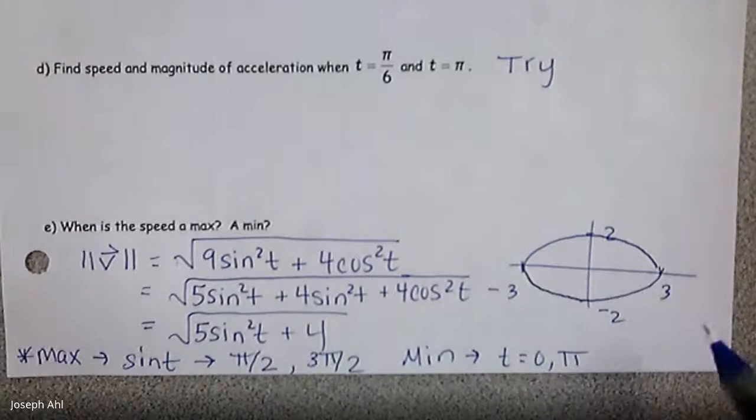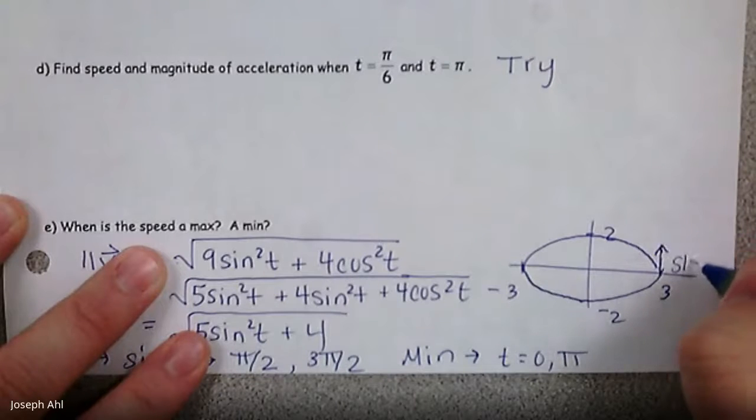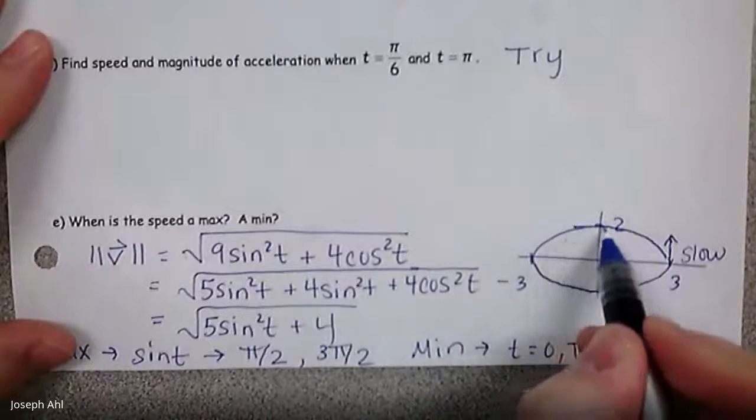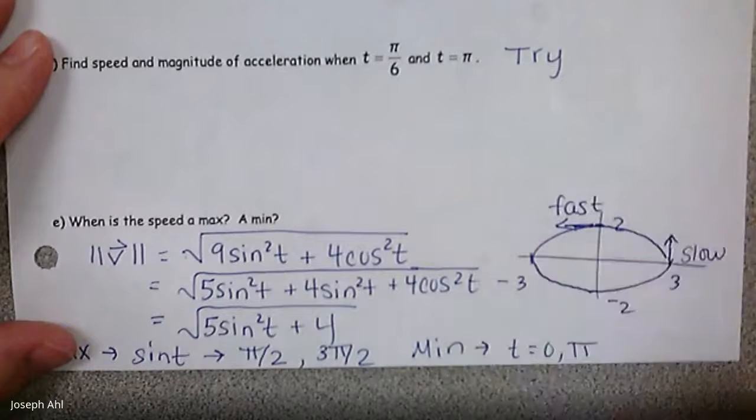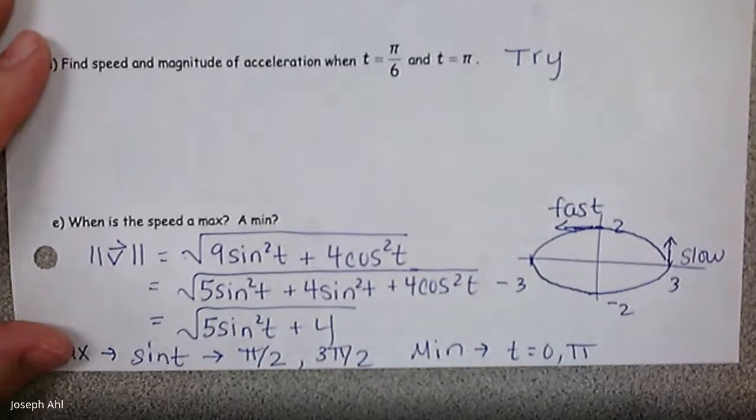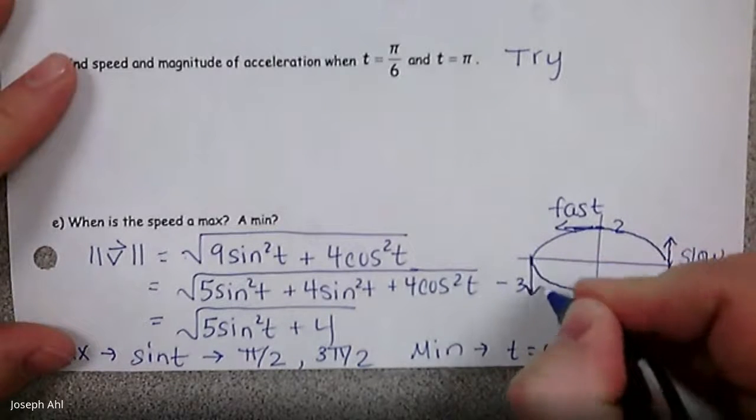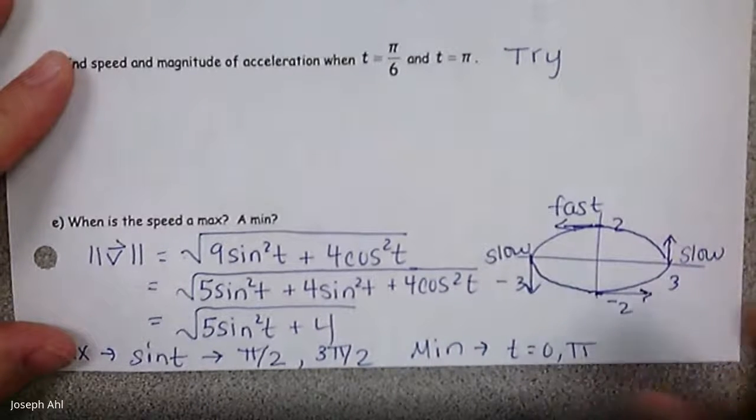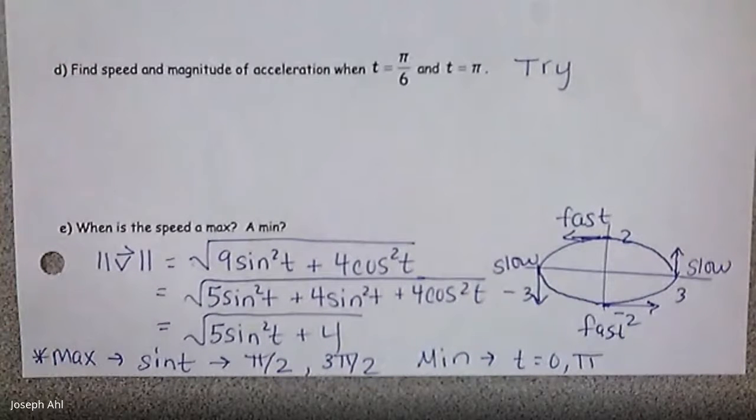If we were to draw the speed at time equals 0, we know that the velocity is slow in this direction. But then at pi over 2, when it's heading in this direction, the velocity vector would be going fast. This is when it's at its max speed. Whereas then I rotate around to this part of the ellipse and the velocity vector here would be going slower again at pi. And then when we're traveling in this direction at 3 pi over 2, this is going fast at that point. So that's all that's established in part E: speed at a max or min.